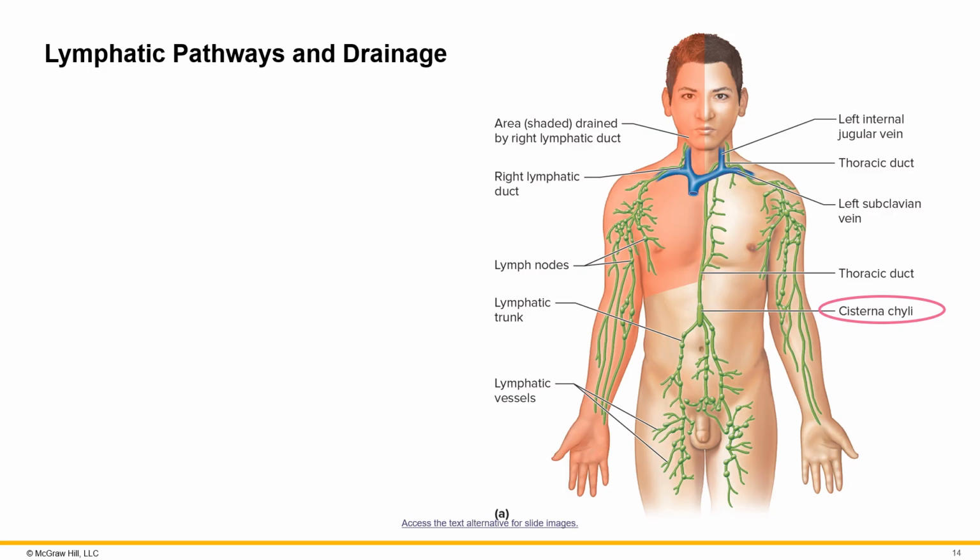And so after collecting the fluid, the cisterna chyli is going to send it through a big lymphatic tube called the thoracic duct.